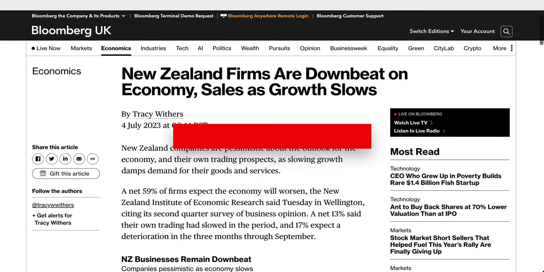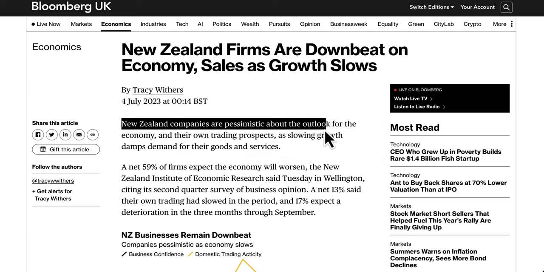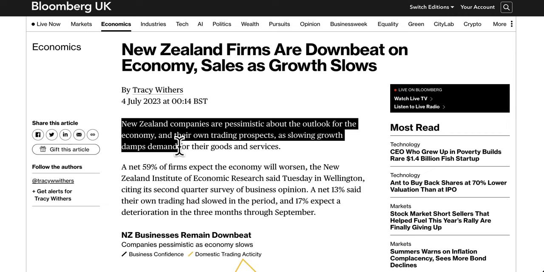Right, so the New Zealand economy, firms are downbeat on the economy, sales and growth slows. So New Zealand companies are pessimistic about the outlook for the economy and their own trading prospects as slowing growth damps demand for their goods and services. And so central banks typically don't want to hike during an economic downturn. And from what I've read, pretty much the RBNZ, the New Zealand Central Bank, are looking to hold rates. The consensus is that they will hold rates.